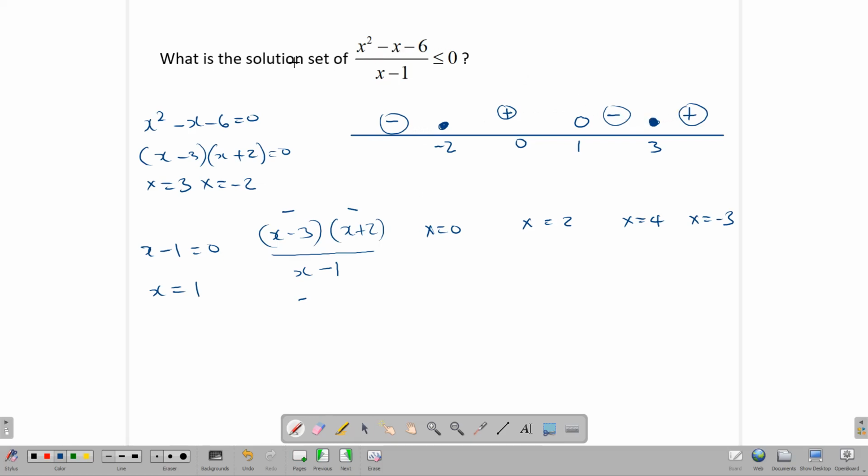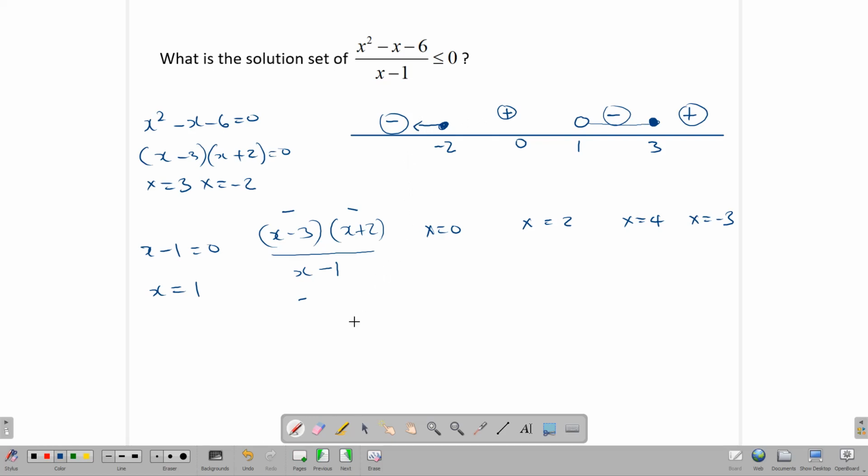Now, the question asked for the solution set for x when the whole thing is less than 0, which means that the whole thing is negative. And so we want to look at the solutions here. We have one solution right here, and we have a solution in this region going this way.